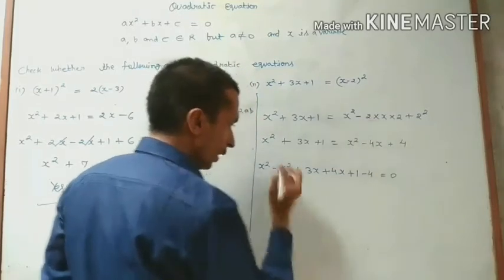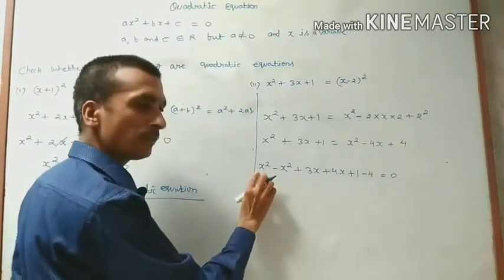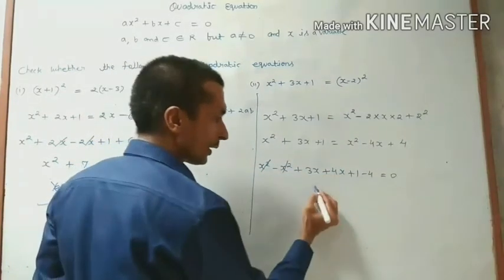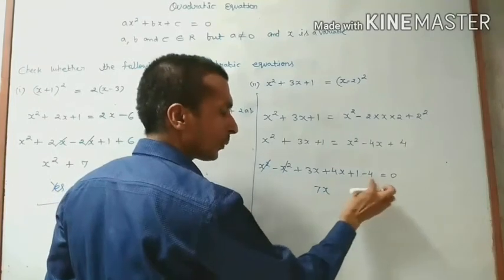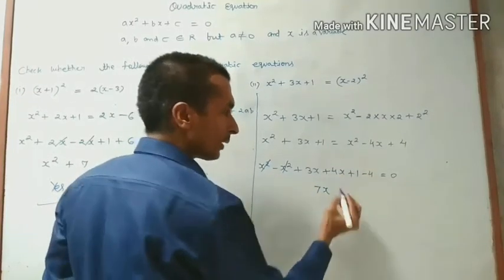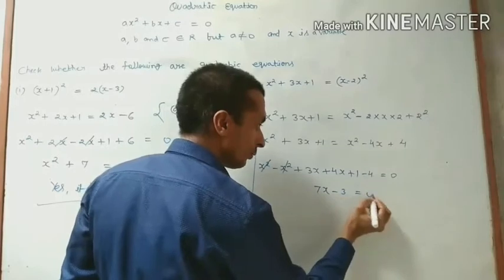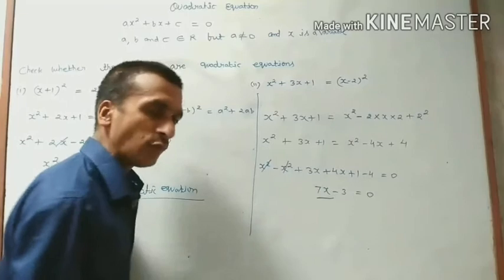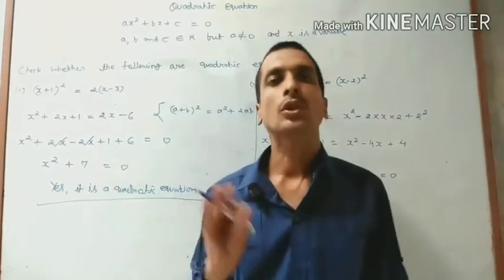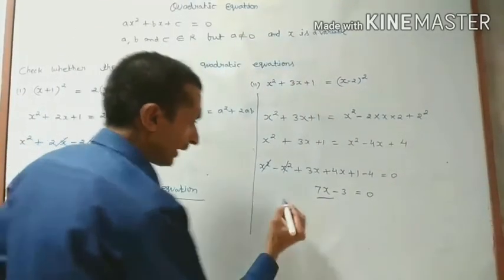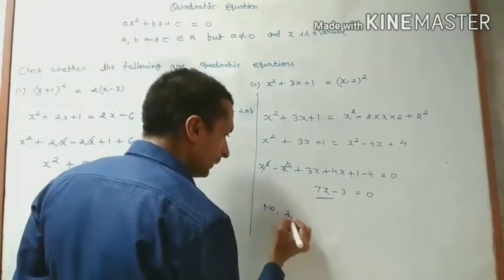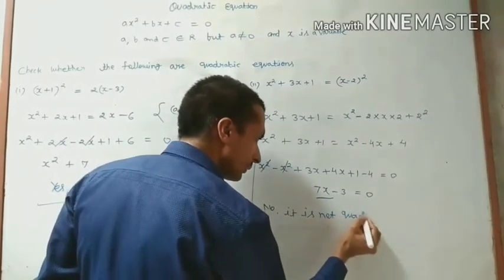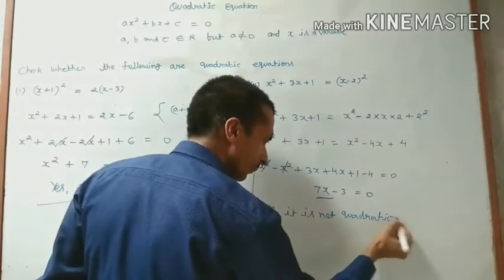Here it is nothing. So x square is a positive number and the second is negative, so you have to cancel out. The next 3 plus 4 is 7x, and 1 minus 4 is 3, the bigger number is negative, so minus 3 is equal to 0. So now you can see the highest power is 1, and we are talking about the quadratic equation, so this is not a quadratic form. So you can write: no, it is not a quadratic equation.